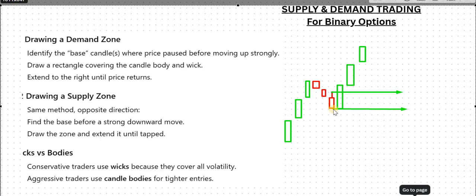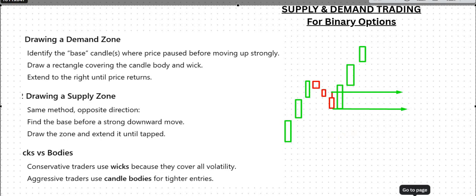Now if there is a wick here, you can put this one at the wick. You can put it here. But I will get to that when we talk about the conservative trades and the aggressive trades using this. Now, this is just how you draw your demand zone.